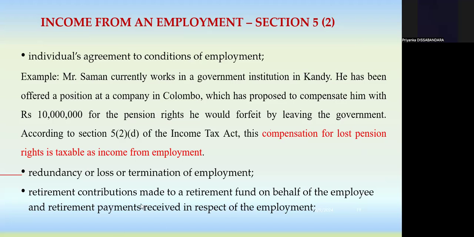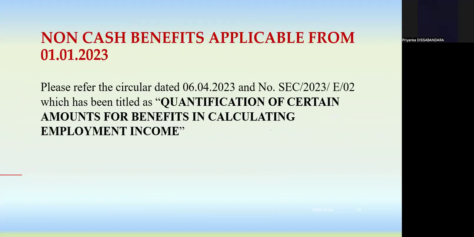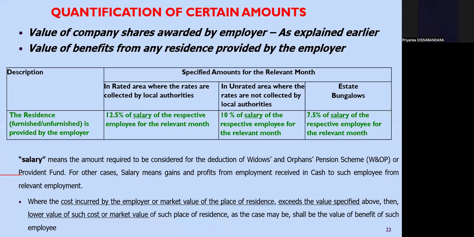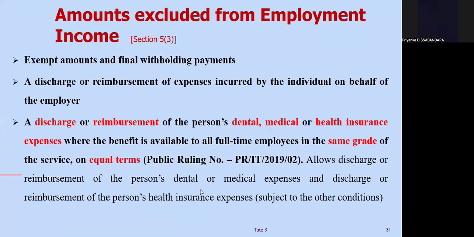So what will happen to the balance? It is still remaining here. That means that is taxable. That means if that contribution is made to a retirement fund that is not approved by the Commissioner General, it is still here. So it is liable for the employment income. Only the retirement funds that are approved by the Commissioner General, the contributions made by the employer to that kind of fund, that amount can be excluded.